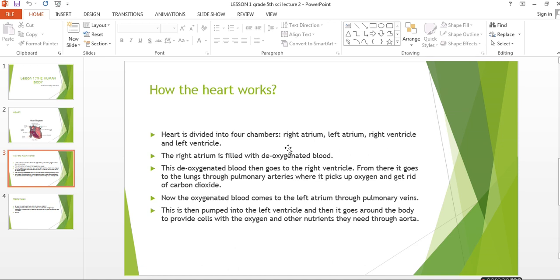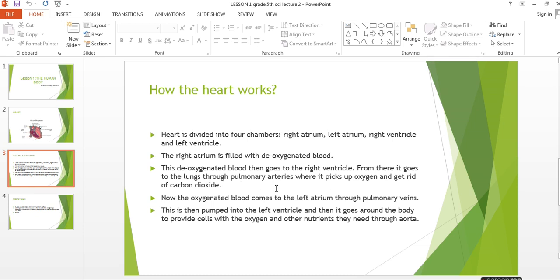How the heart works. As I have told you, the heart is divided into 4 chambers: the right atrium, the left atrium, the right ventricle and the left ventricle. Now what happens? The first step is that the right atrium is filled with deoxygenated blood. Then the deoxygenated blood goes to the right ventricle. From there it goes to the lungs through the pulmonary arteries.